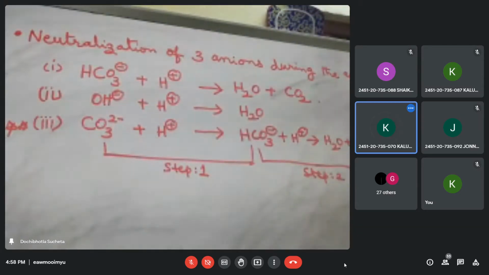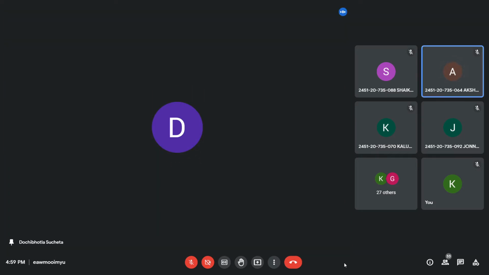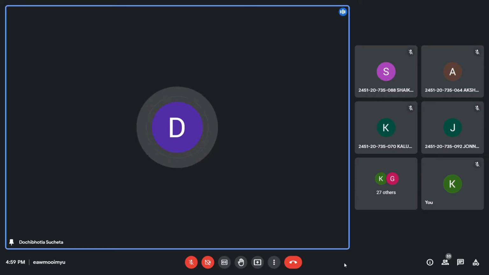Base, ma'am. Is she correct, Usha? Yes, ma'am. How about Rahman? Is it a base? How about Akshaya? Acid or base or test solution? Base. Base.